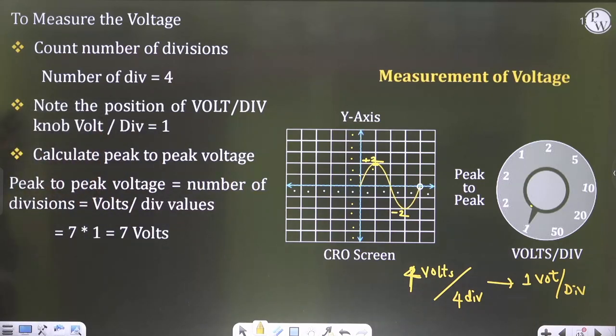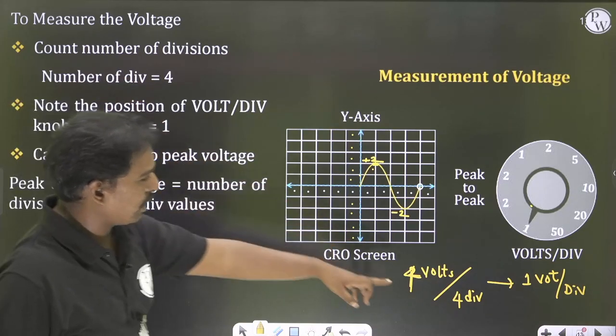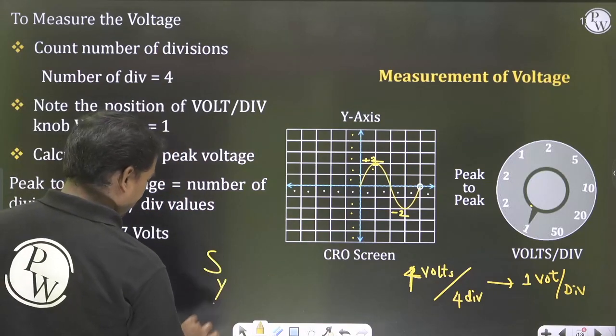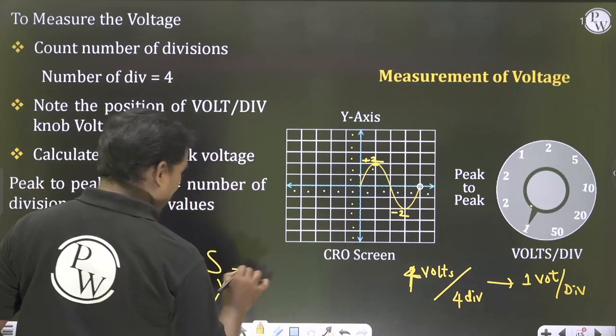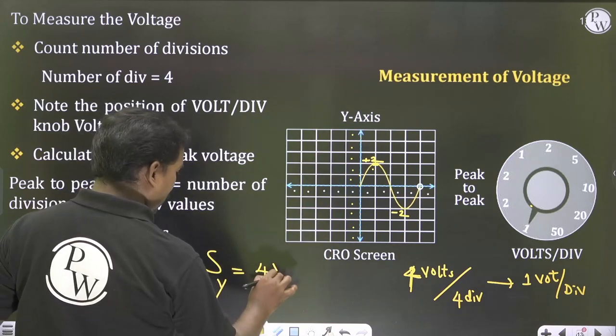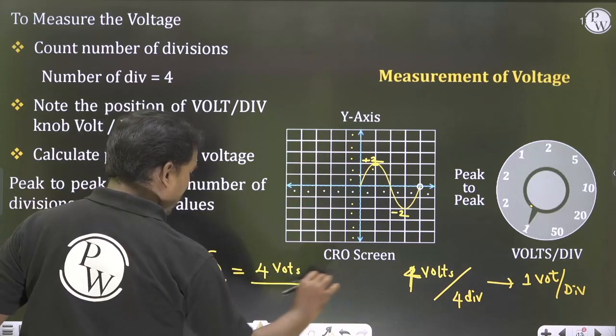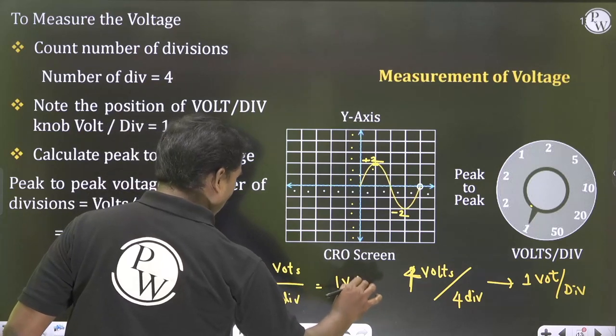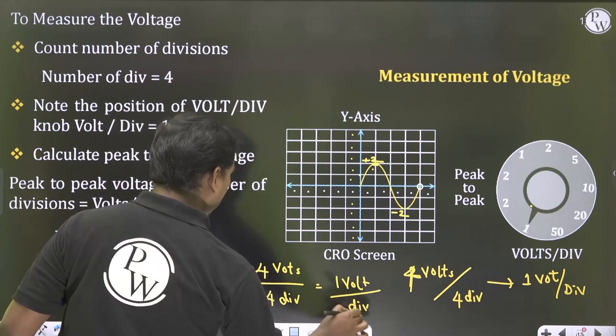So count the number of divisions. Suppose the number of divisions is equal to 4. Note the setting, so volts per division is coming as 1. That is what we call sensitivity along the y-axis. Sensitivity along the y-axis is equal to the number of volts, 4 volts, divided by the number of divisions. So the sensitivity along the y-axis is 1 volt per division.